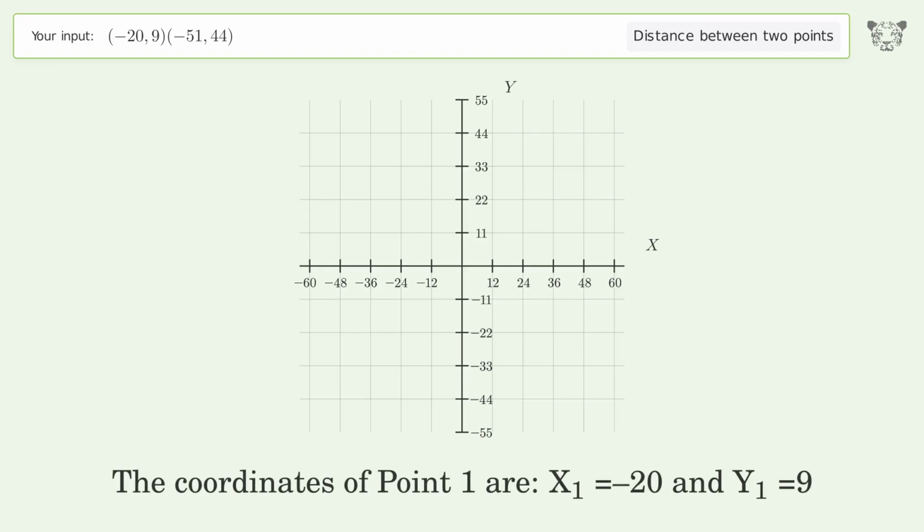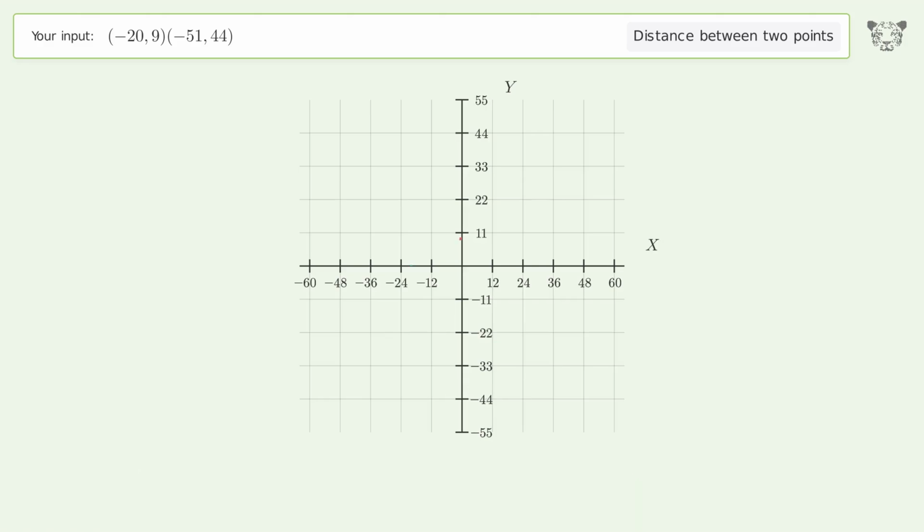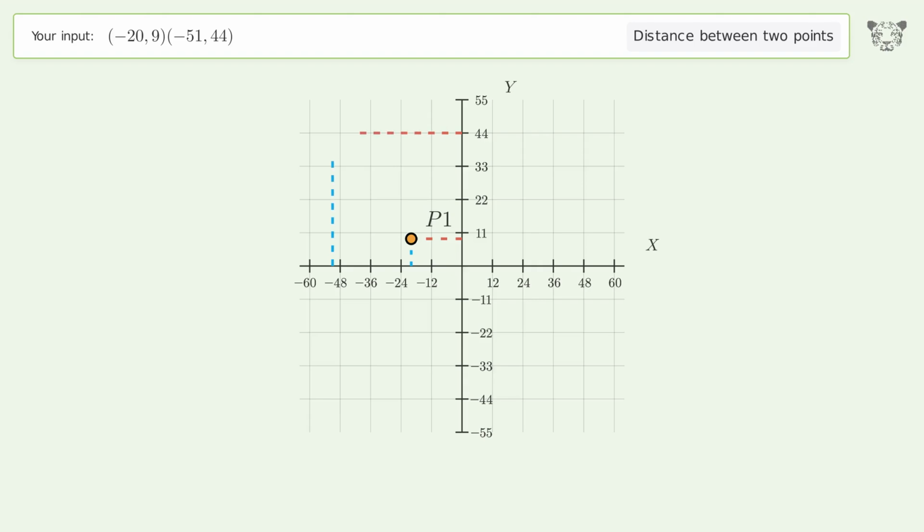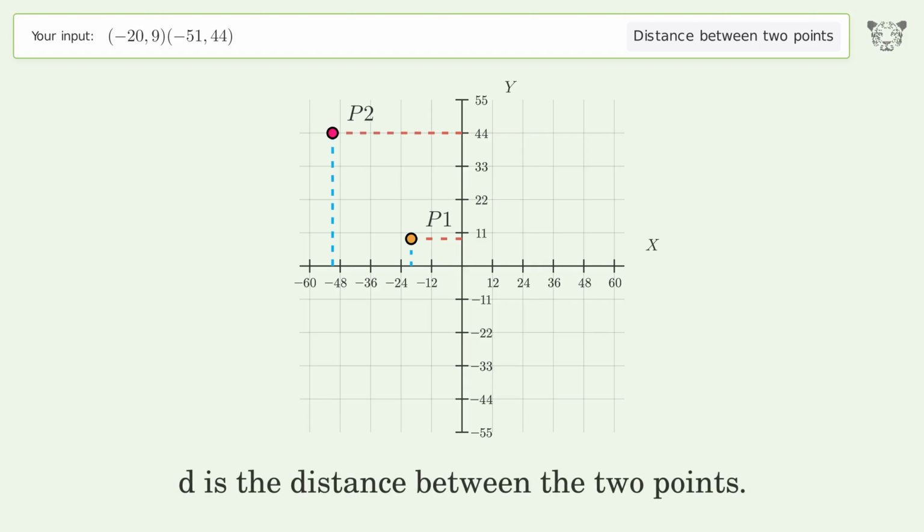The coordinates of point 1 are x1 equals -20 and y1 equals 9. The coordinates of point 2 are x2 equals -51 and y2 equals 44. D is the distance between the 2 points.